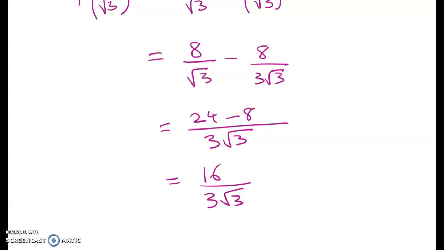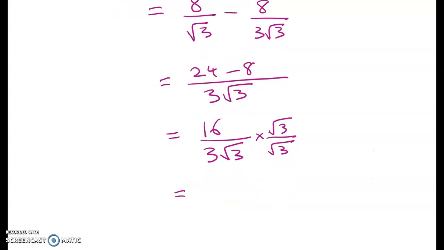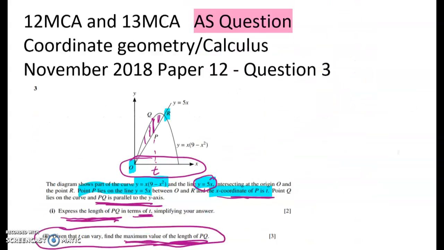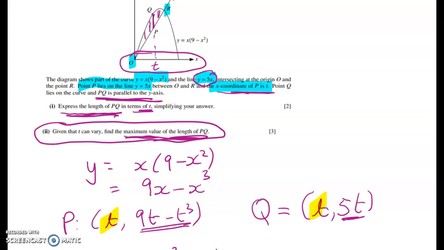Now I think that answer's okay, but it would be nicer if we rationalised the denominator. So I'm going to multiply by root 3 on root 3, giving me 16 root 3 divided by 9. So there you go, some nice little bits of calculus and coordinate geometry in there. Remember, the reason that we could say that the distance PQ was just the difference in the y coordinates was because these x values were the same.